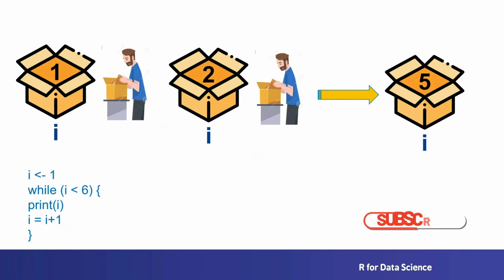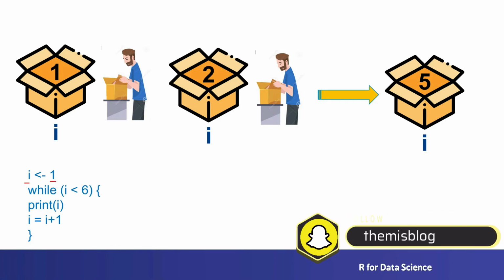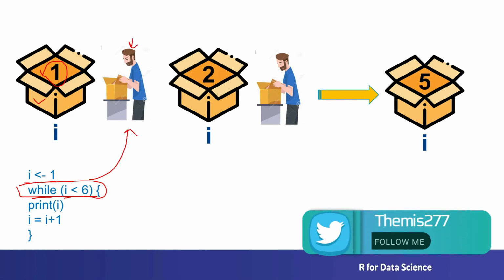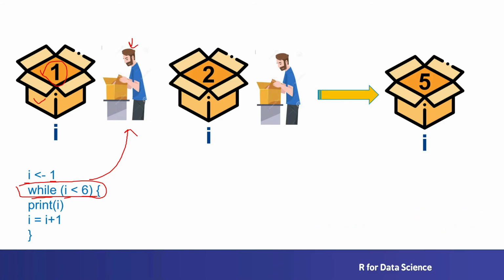Let me show you. It's exactly the same example. I, a variable, has the value of 1. Remember, I always say that a variable is like a box, and inside every box, when we assign a value, it's inside the box. So this is the I box, and that's the value number 1. While I is smaller than 6. This command, the while, think of it as a person who comes and checks the box. This guy in the blue shirt is the while. He came and checked the box. He said, okay, the box is 1, and yes, 1 is smaller than 6, so I'm going to print the value of I, which is 1.